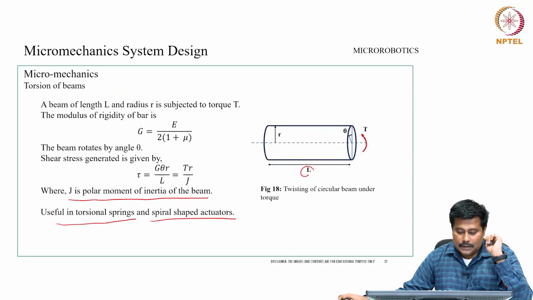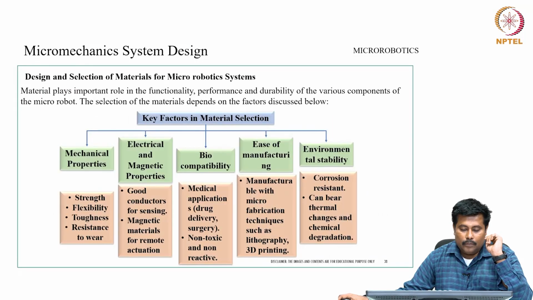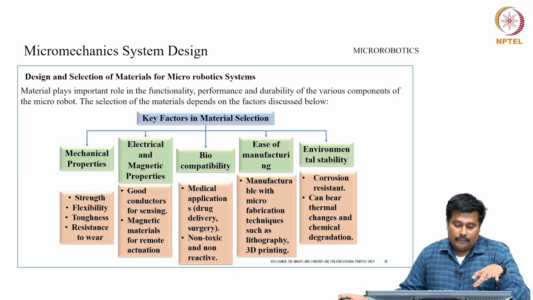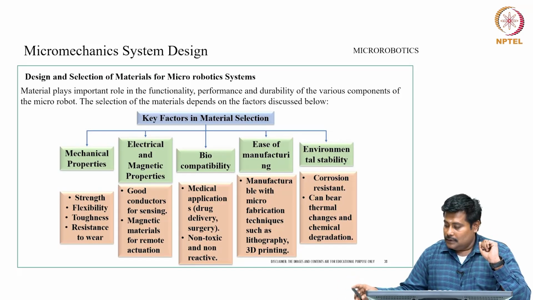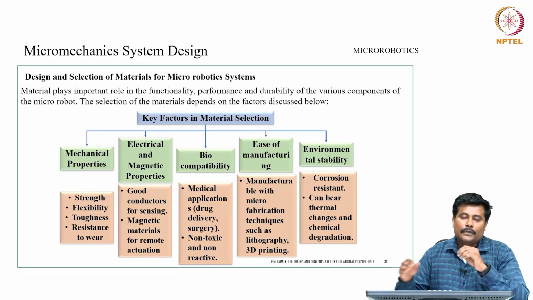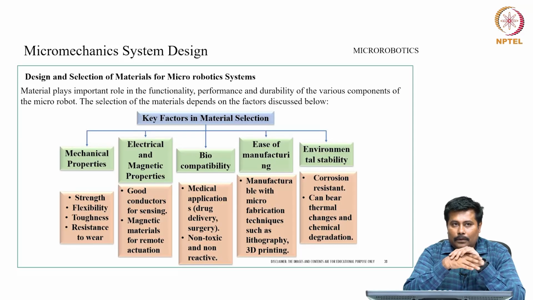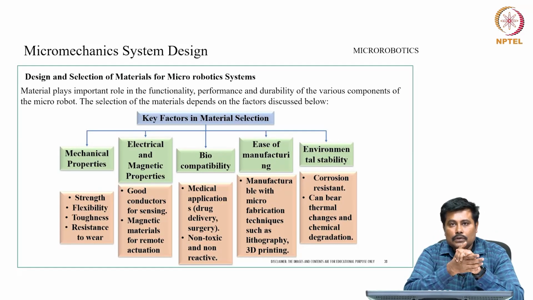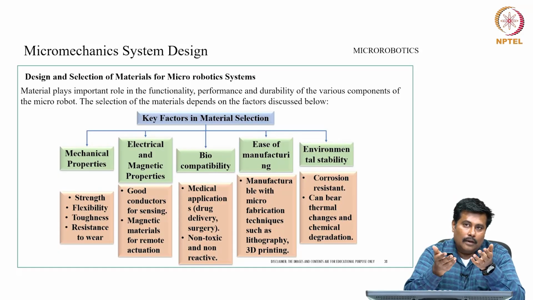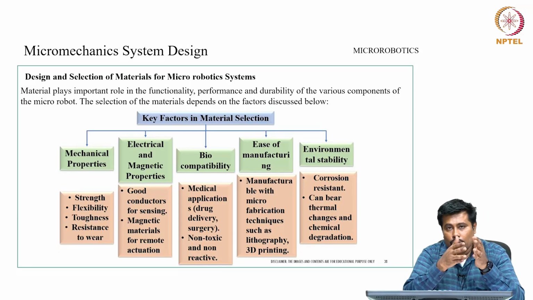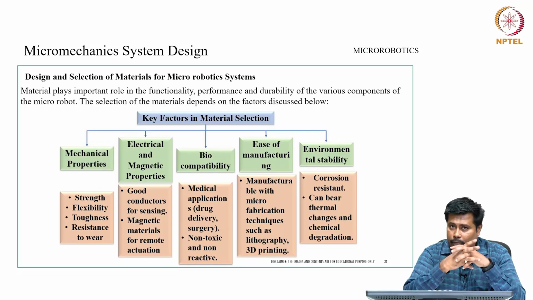Now in today's lecture, whenever we are trying to design a micromechanics system, there is a need to understand the design and selection of material for a microrobotic system. As we have seen in the earlier lectures, the auxetic structure has played a vital role with reference to the creation of this negative Poisson ratio.